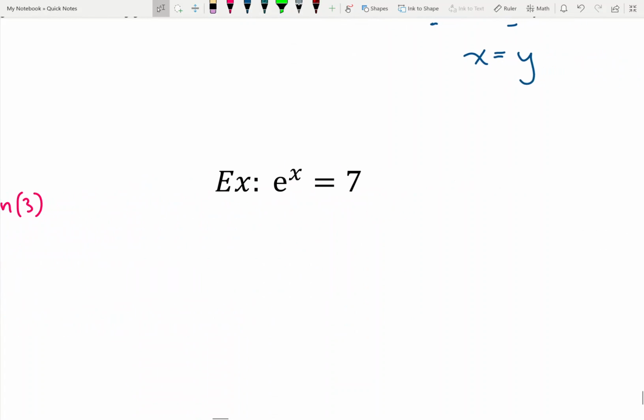All right, here's the next one. I have e to the x equaling 7. Well, luckily they did most of the algebra for us. All we have to do is bring down that x. So right now I have a base of e, and I know that's an exponential function. I have to undo that exponential function to free that x.